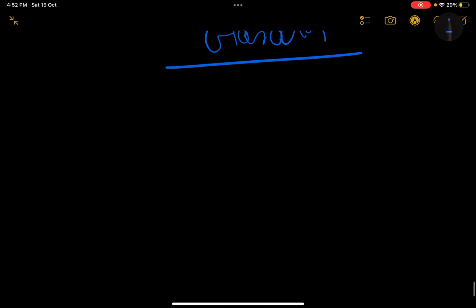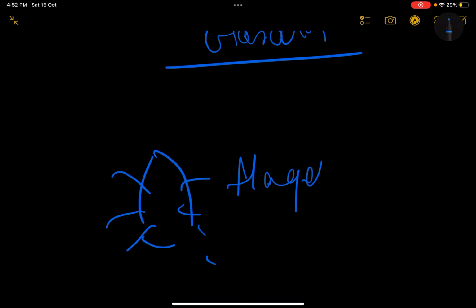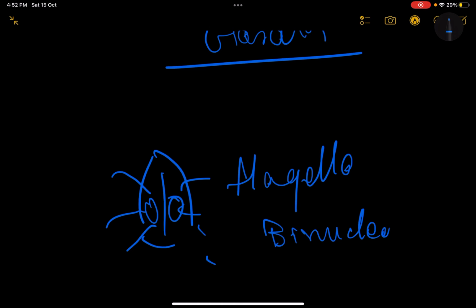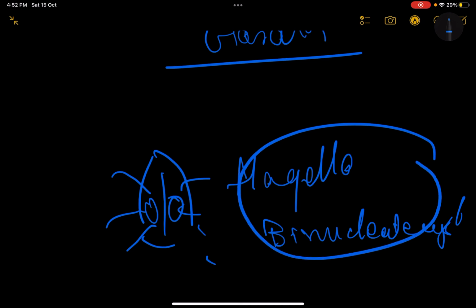I remember Giardia as a very funny parasite. It's got a lot of flagella. It's got two big eyes. That is the binucleate trophozoite. And that is the infective stage.